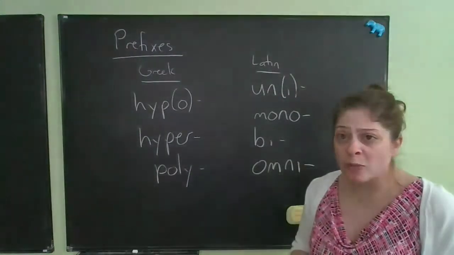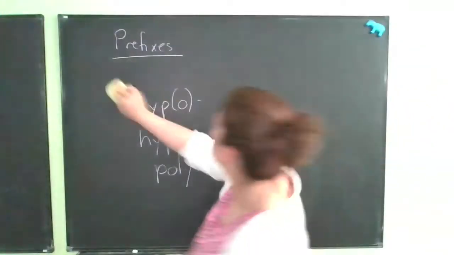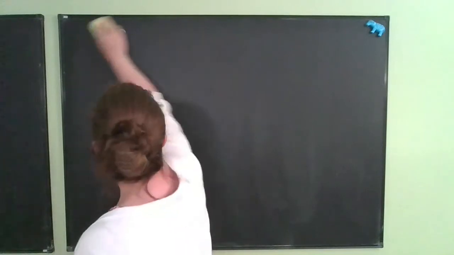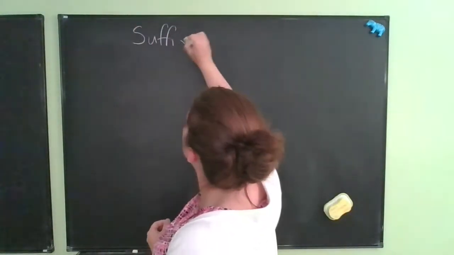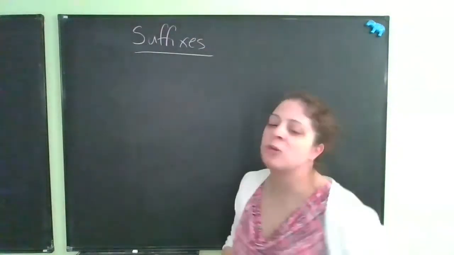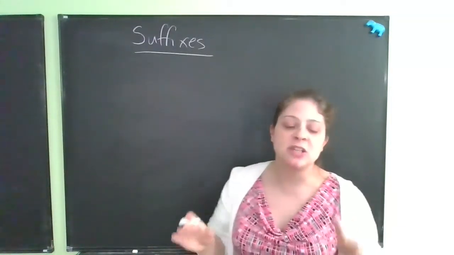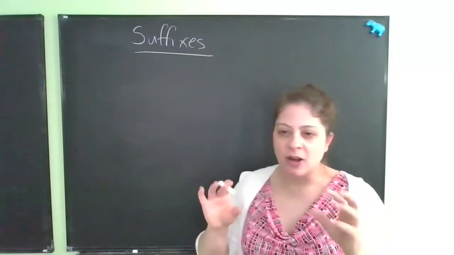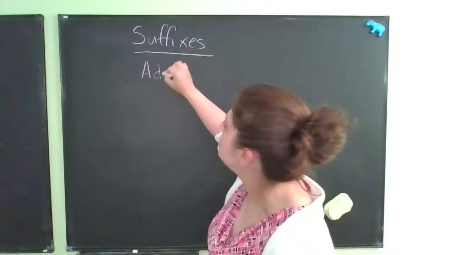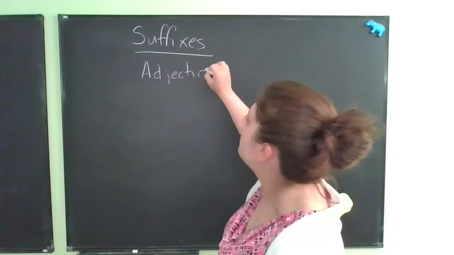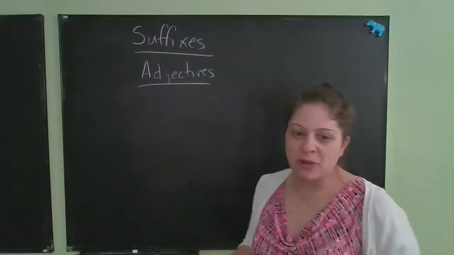Okay, so those are our prefixes. We're going to move on then to our suffixes. And I'm going to still mention which ones are Greek and which ones are Latin, but I want to categorize our suffixes according to the part of speech that they correspond to, starting with adjectives. So let's look at some suffixes that when you see these at the end of the word, you can guess that this is probably an adjective.